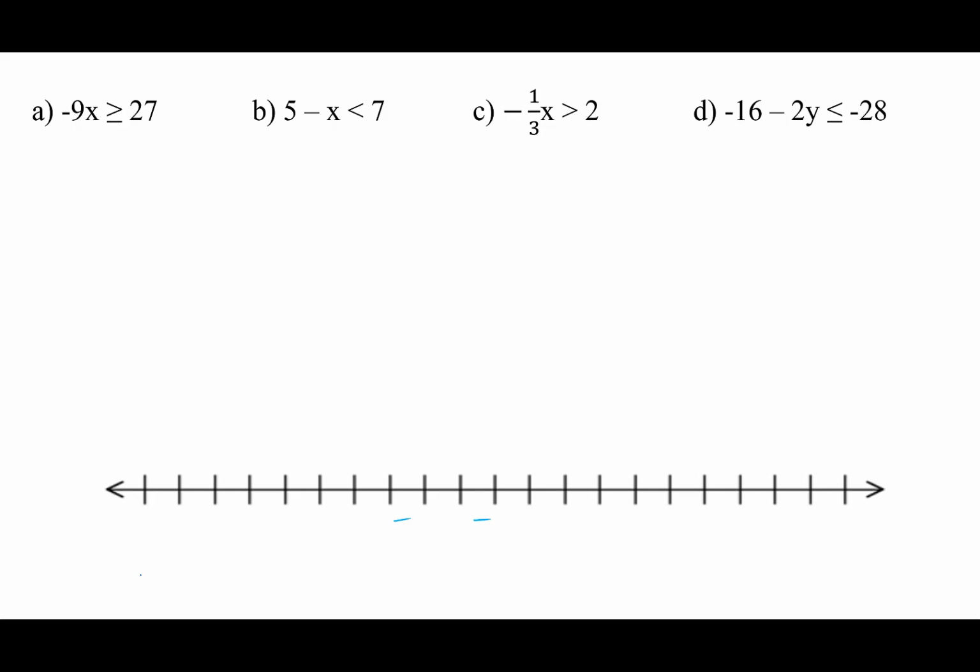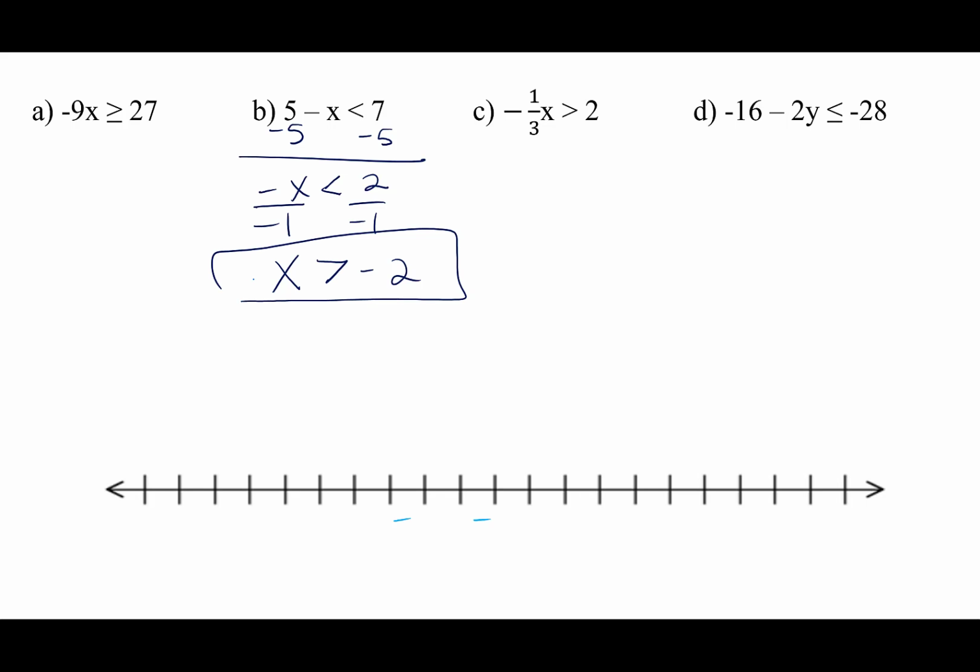Look at question B. 5 minus x is less than 7. The first thing I want you to do is subtract 5 from both sides. It's negative x less than 2. Now we'll divide both sides by negative 1. This is x. 2 divided by negative 1 is negative 2. And because we divided by negative 1, the inequality sign switches direction. That is part 1 of our answer. Part 2 is to graph on the number line. X is greater than negative 2, so we'll put a parenthesis on negative 2, and we'll shade to the right because that's all the values that are greater than negative 2.